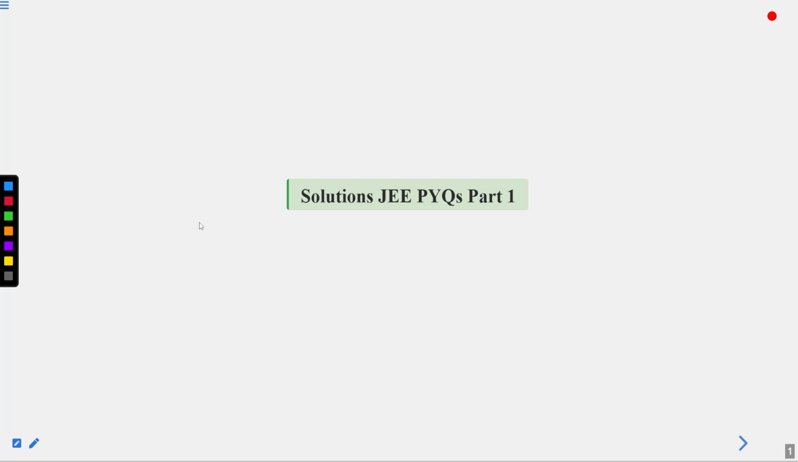Good evening, everyone. Today we are going to see the JEE PYQs from our chapter Solutions, and this is the first part. Until now, we have covered our solution theories, its NCERT exemplar and the CBSE PYQs, right? So today we will see JEE PYQs for the Solutions chapter. This is part one of the series. So let's start.